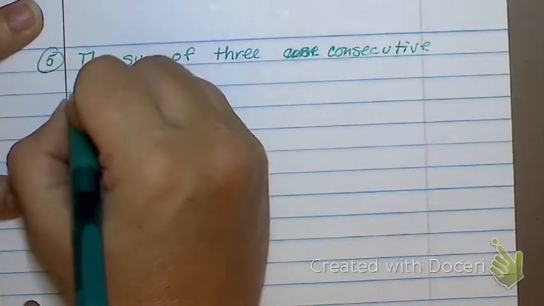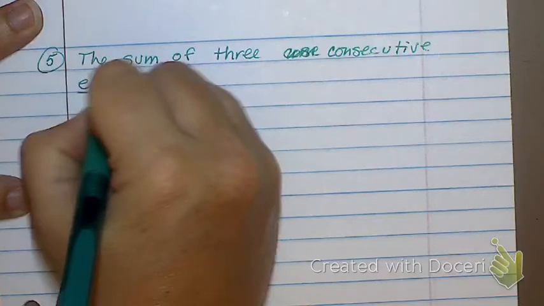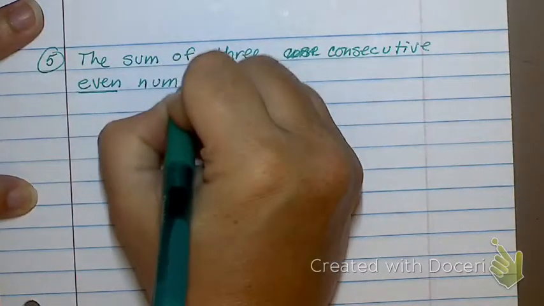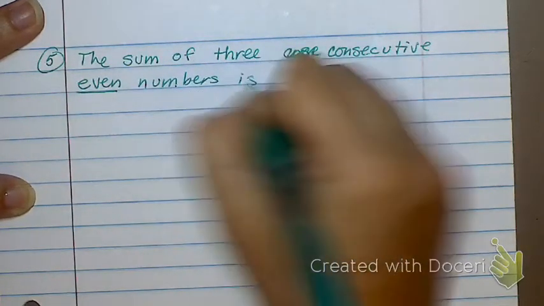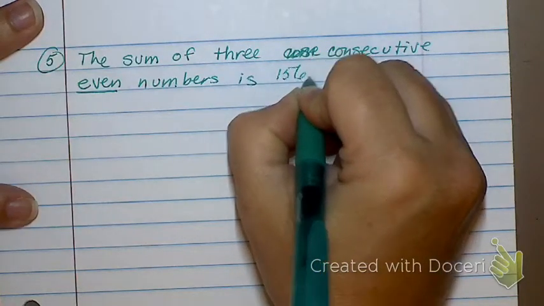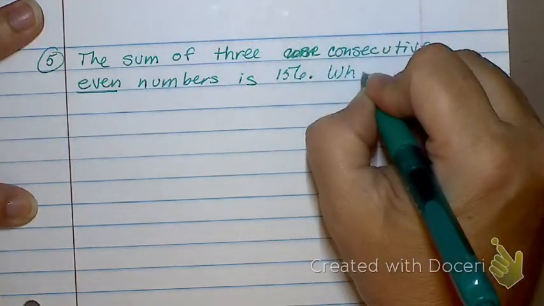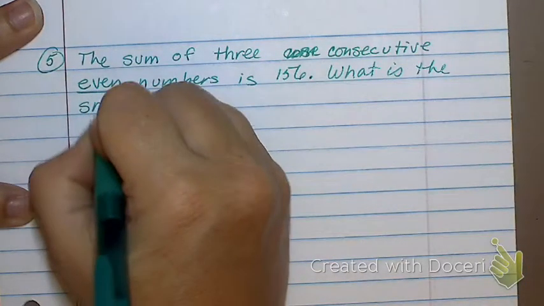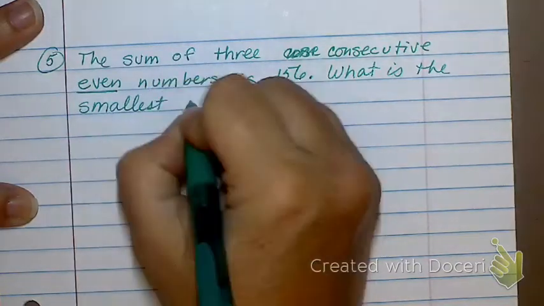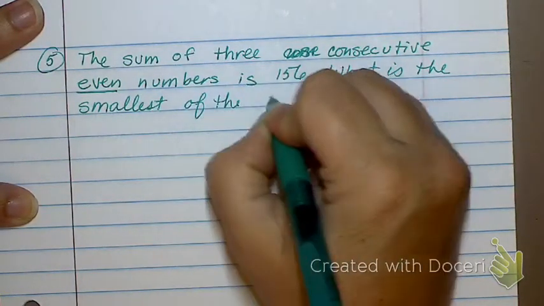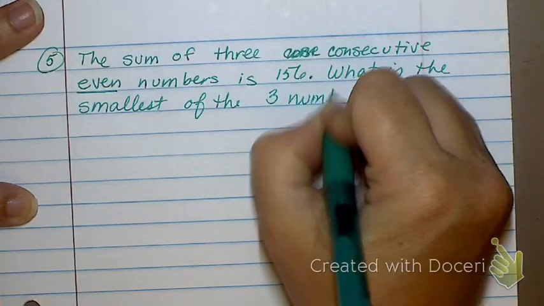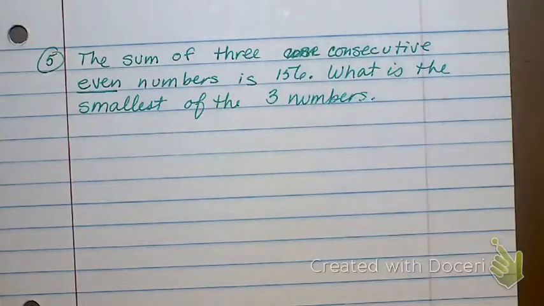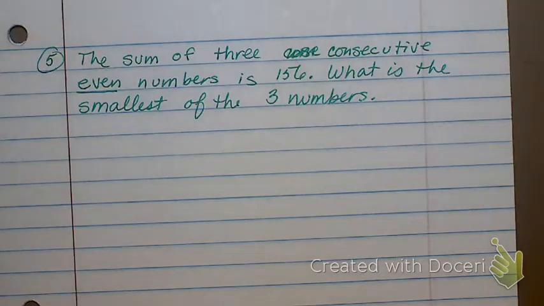3 consecutive even numbers is 156. What is the smallest of the 3 numbers? So a little bit of a different challenge there. Okay? See what you can do there. If you get the answer super quick, see if you can write an equation.